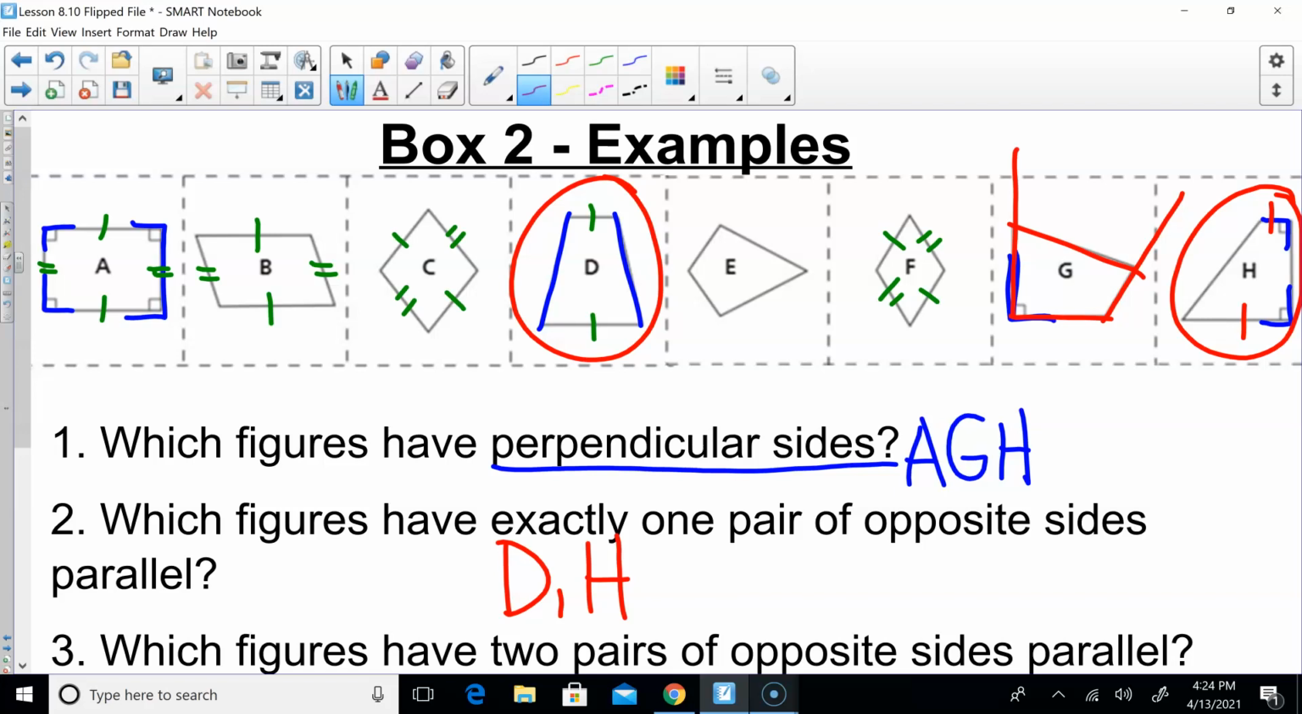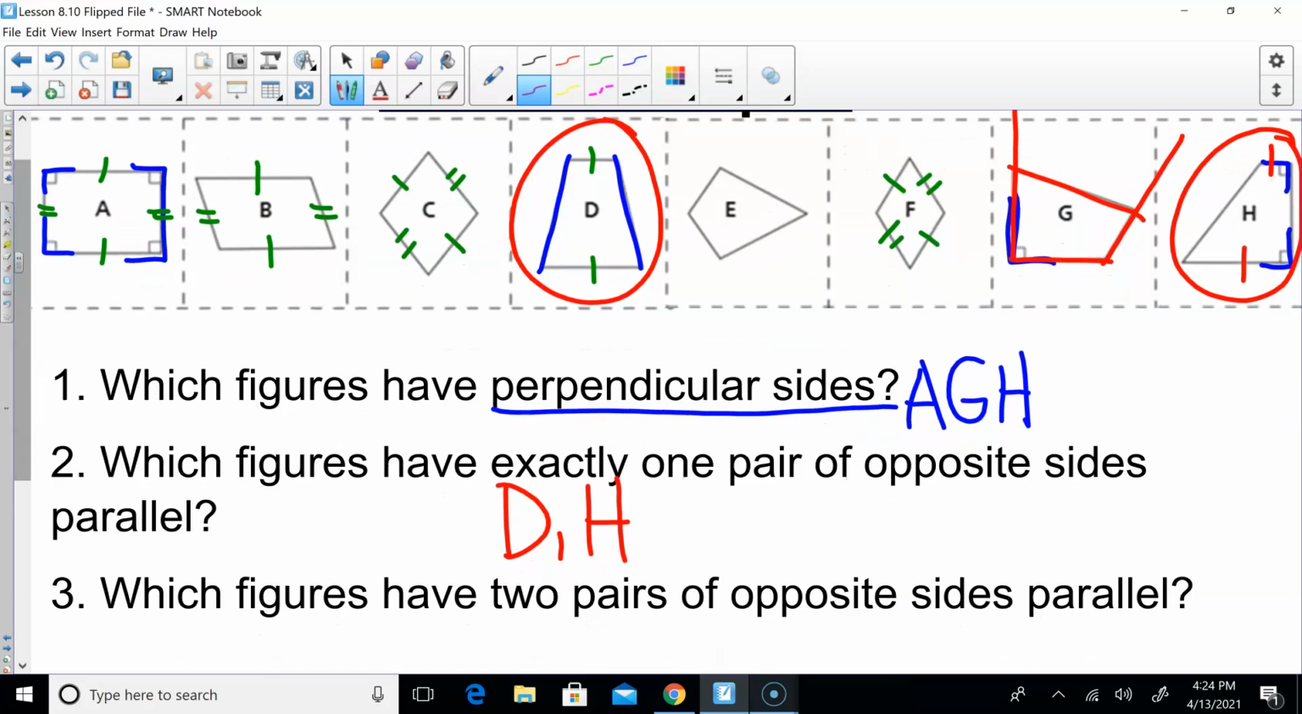We have A. I'll have to scroll down to get a little more room to write all these. A has two parallels. Looks like B does, as well as C. We also have only one for D, none for E. F has some as well. So those would be some of the ones that have two pairs of opposite sides parallel.